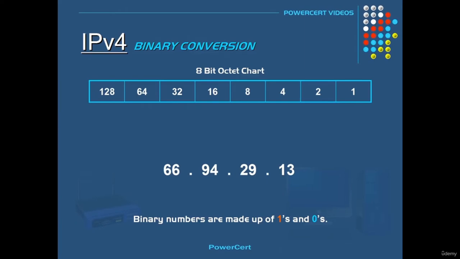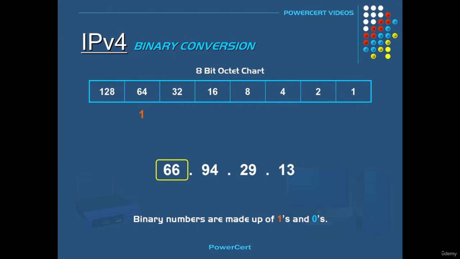So for example, the first octet in this IP address is 66. So how do we get a binary number out of 66? First, you look at the octet chart, and you would put ones under the numbers that would add up to the total of 66. So you would put a 1 in the 64 slot. So now you already have 64, so we need two more.